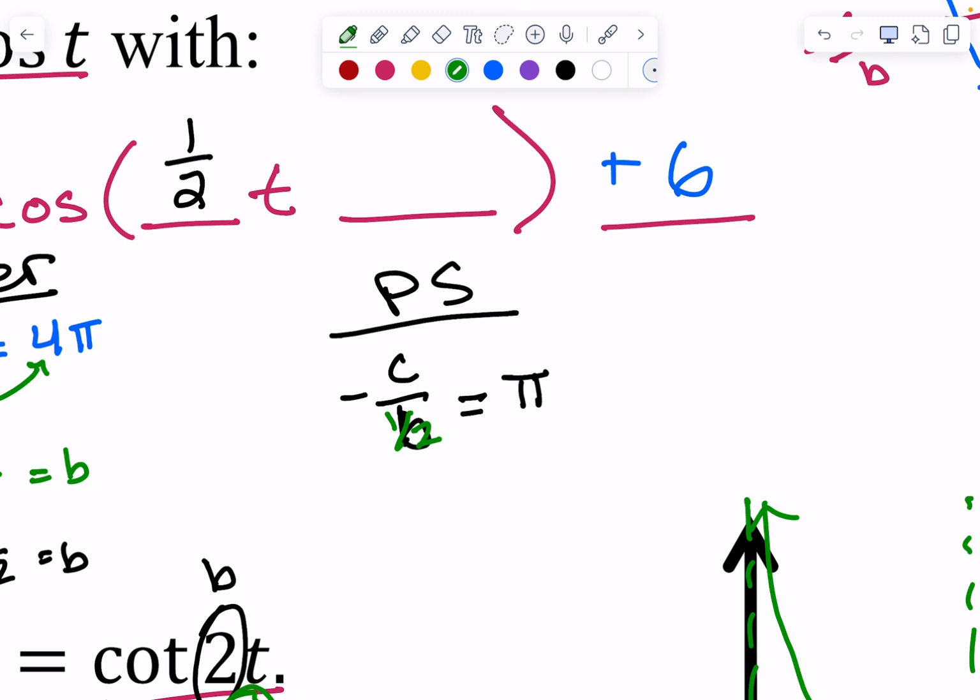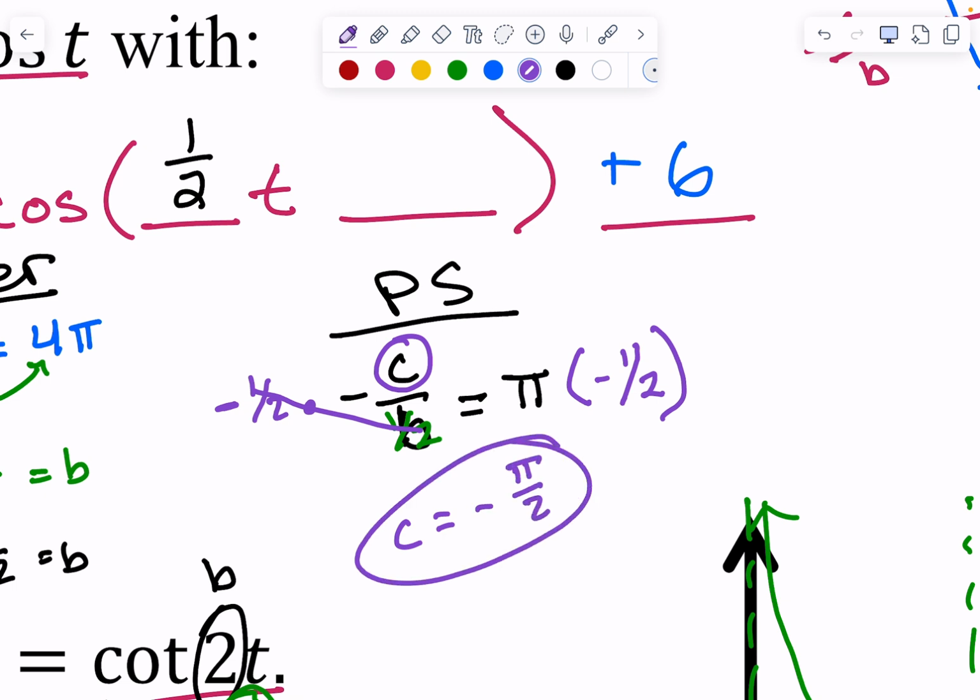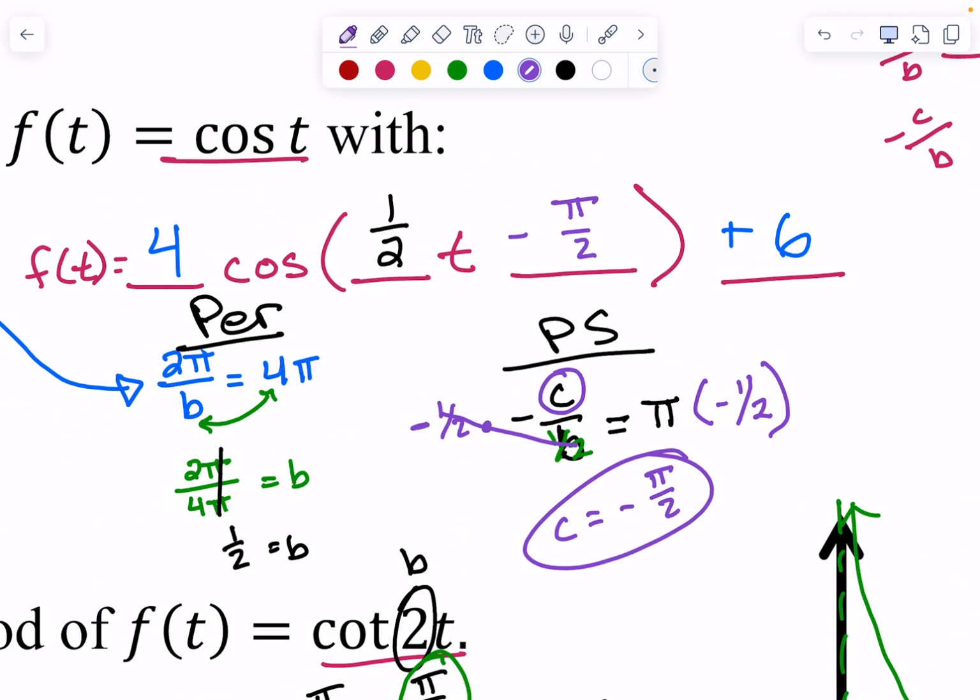Negative C over B will give me pi. I'm trying to find C, so I'm going to get rid of this 1/2. I'm going to multiply by negative 1/2 on the other side. So C will be equal to pi times negative 1/2, which is negative pi over 2. You see how we worked backwards? We said negative C over B is equal to this, and 2 pi over B is equal to this, and then we plug them back in.